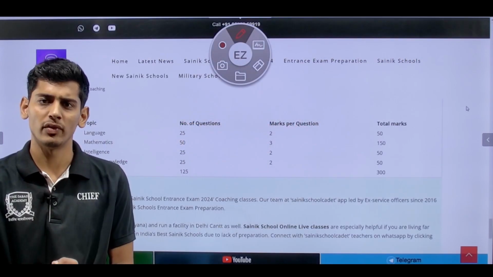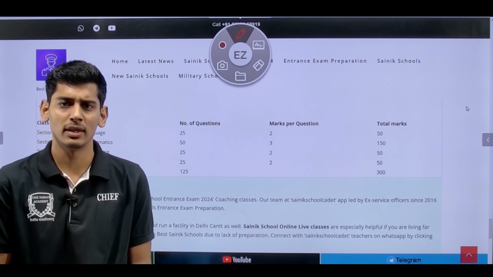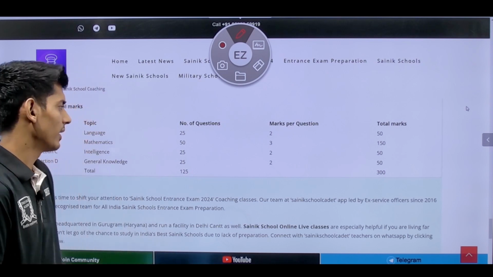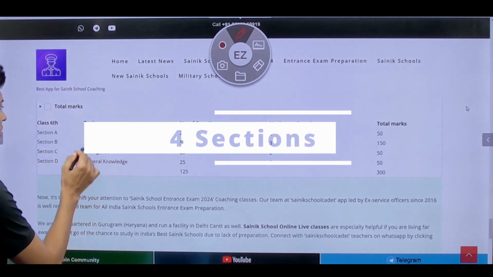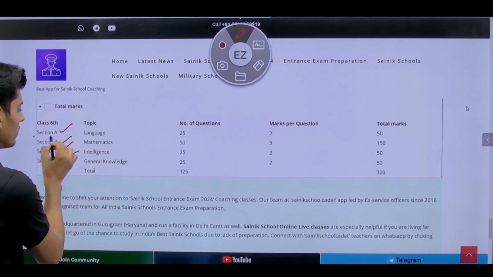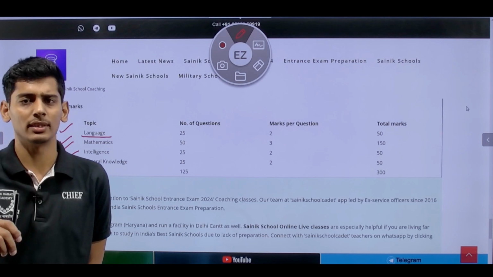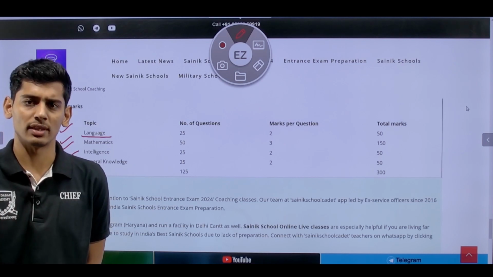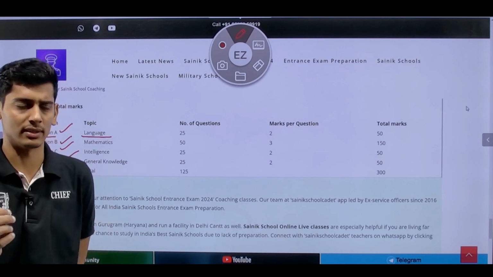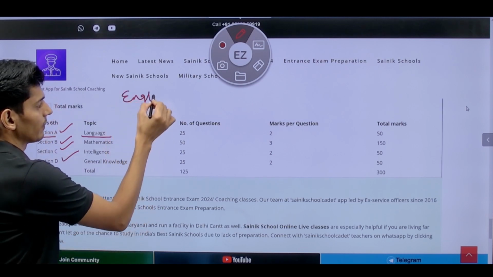So now moving forward, we will explain what is the mark scheme for Class 6 entry of All India Sainik Schools Entrance Exam. Have a look at the screen. As you can see, we have 4 sections in this exam: Section A, B, C and D. Section A covers language. Now, what do we mean by language? Language basically represents, in All India Sainik School Entrance Exam, there is a choice of 13 languages, among which the popular ones are English and Hindi.